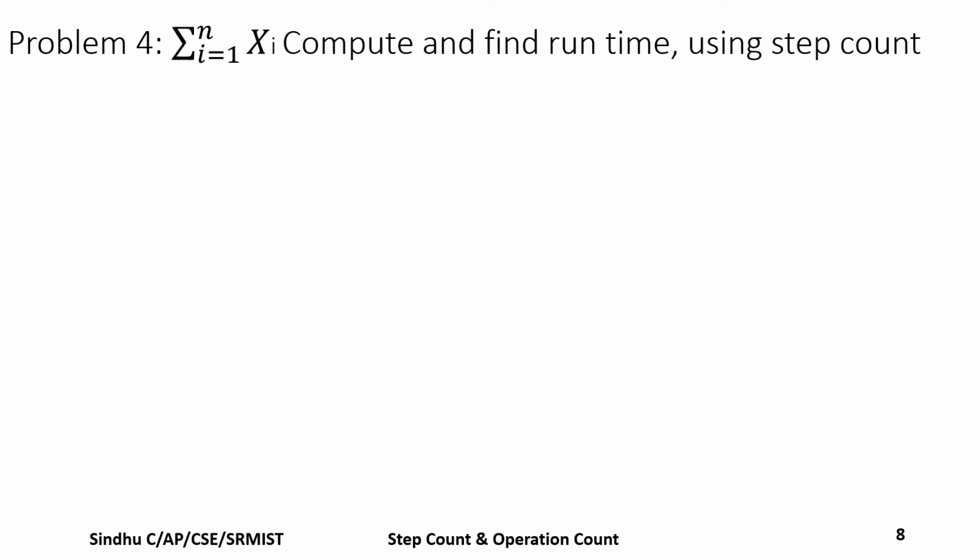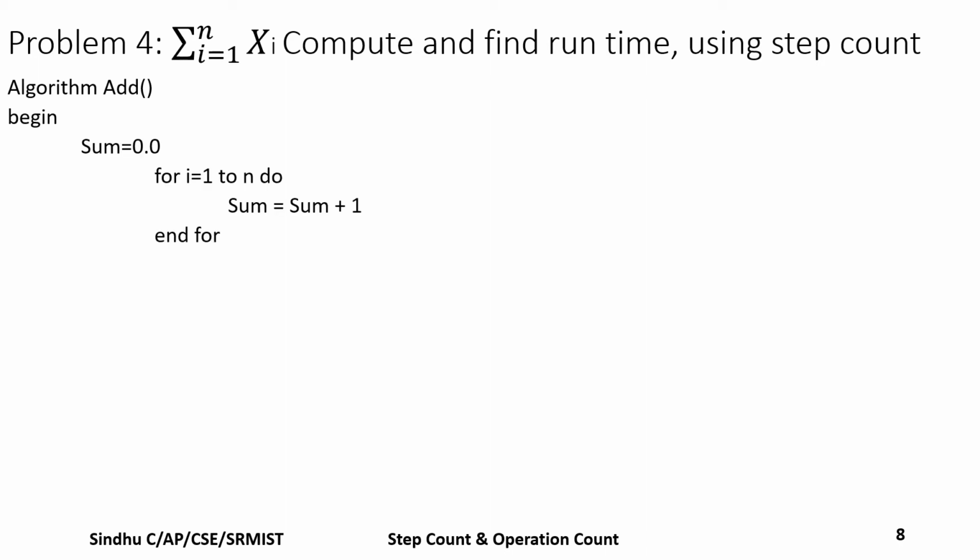Here we have another problem. From the symbol you can identify that it is the summation from 1 to n. So adding 1 to n numbers, using step count, you have to compute and find the runtime. So this is the algorithm. Begin, sum is equal to 0.0, for I is equal to 1 to n do, sum is equal to sum plus 1, and then after the loop is over, end for and return sum.